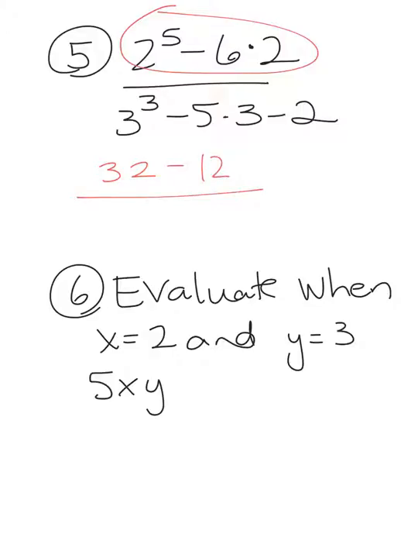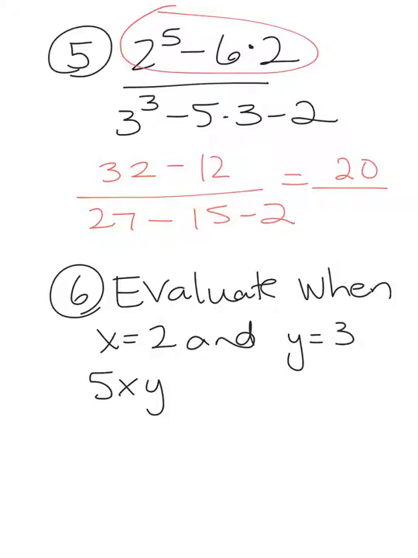My denominator, same thing. I don't have any parentheses, but I do have exponents. 3 to the 3rd gives me 27. Now I can work on multiplication. 5 times 3 gives me 15, minus 2. My numerator, 32 minus 12, gives me 20.